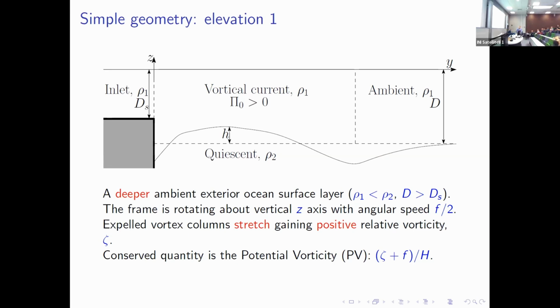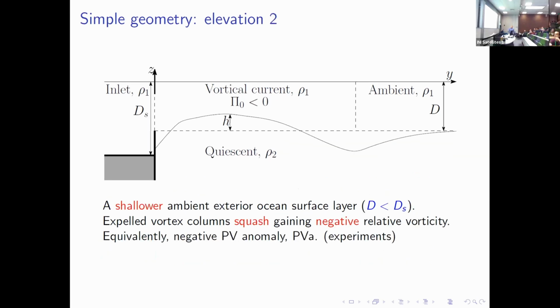Because it stretches, if you like, it amplifies its vorticity, generating positive relative vorticity. And so an ocean current tends to have positive relative vorticity. The experiments measure it, and negative relative vorticity can also occur in the ocean.